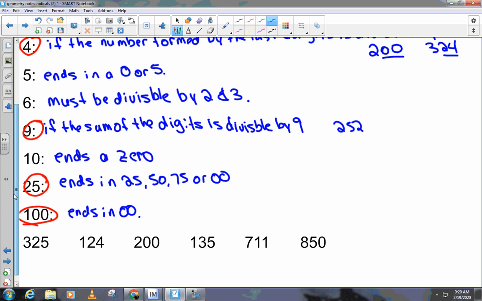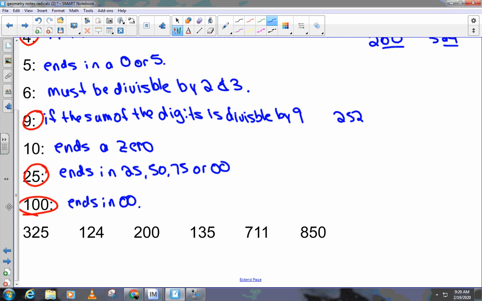So let's look at these numbers right here. What will divide into these? 25 would. 5 would. That's probably it, right? What about this one? 2. 4. And it ends in a 24. Probably it, that I can think of. What about this one? 100. 2, 10, 25, 5, and 4.